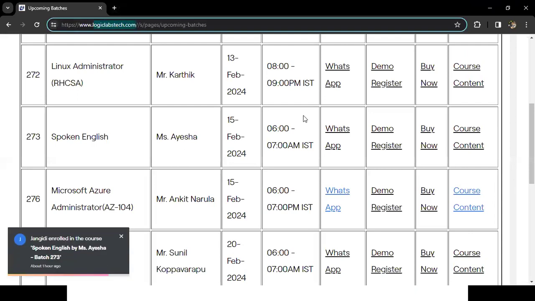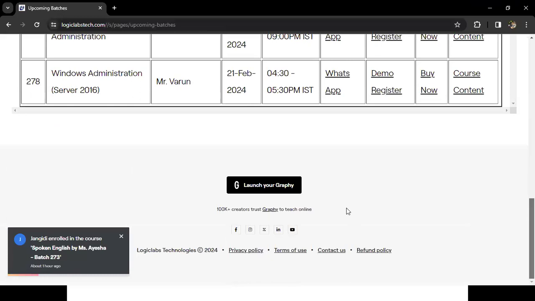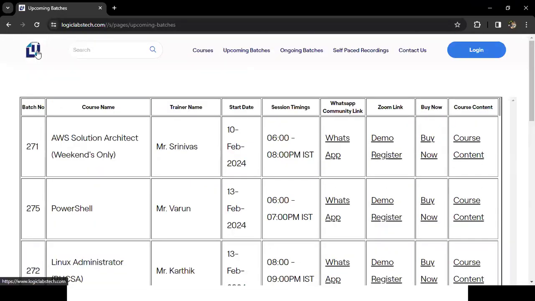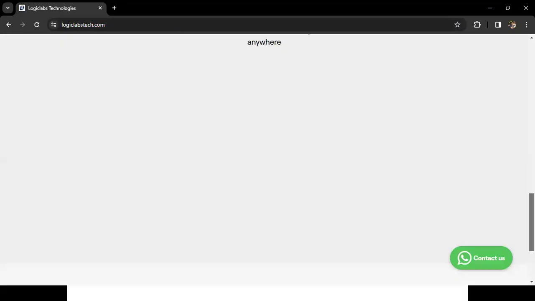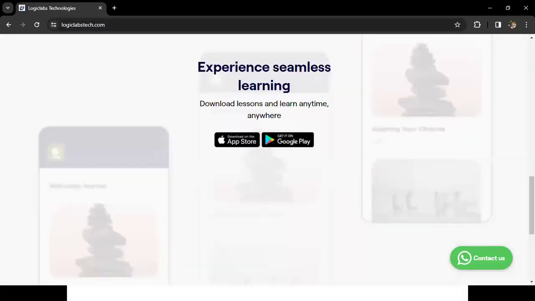There's a mobile app also. Right now the iOS app is not working, but the Android app is working. So you can watch using your Android phone also. Here we have it. You can see, you can scroll. Thank you.